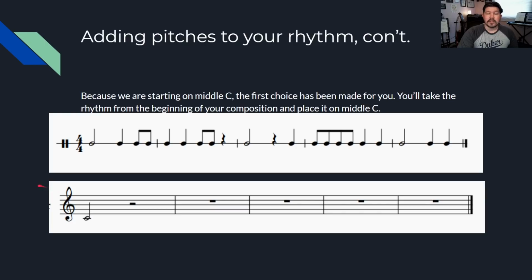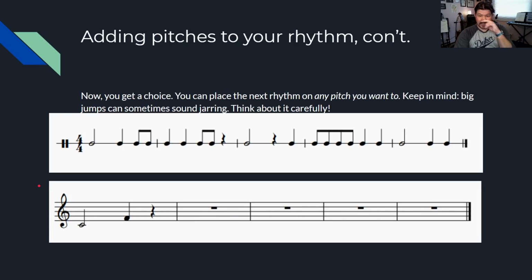All right? So the next thing that we are going to do is choose the next pitch that we're going to use. Now this can be any pitch you want, but something to keep in mind as you are composing, if you have these really big jumps all the time, your composition is going to sound sort of jarring or unstable. We can use those big leaps. There are plenty of pieces of music that use these really gigantic leaps, but we don't want to make our entire composition out of those, because then it starts to sound a little bit weird to our ears, and it becomes harder to play.